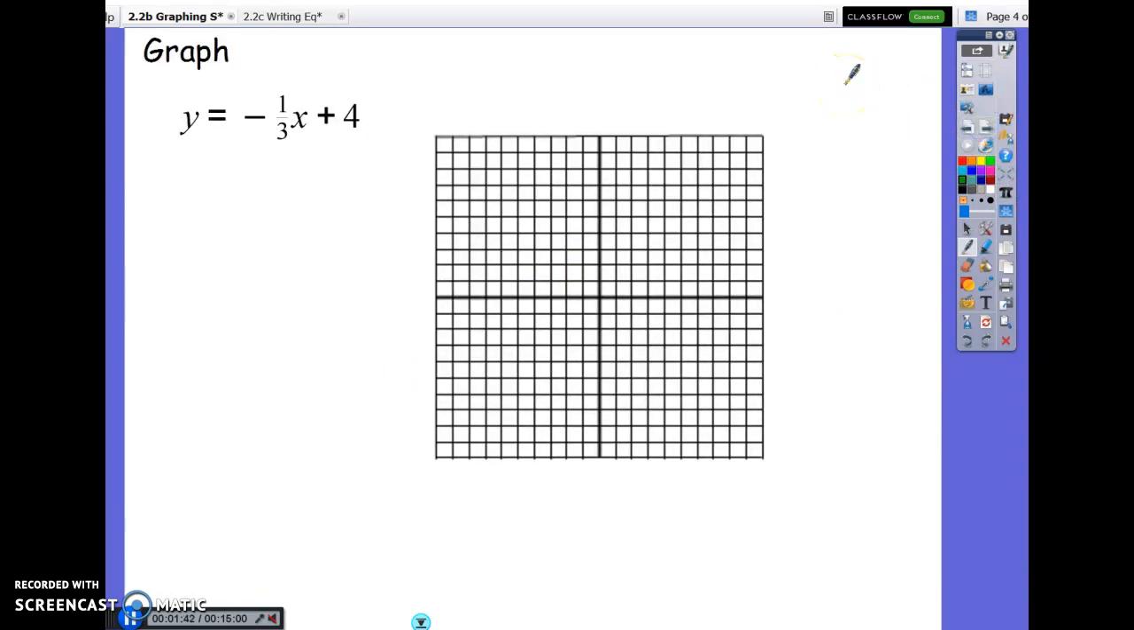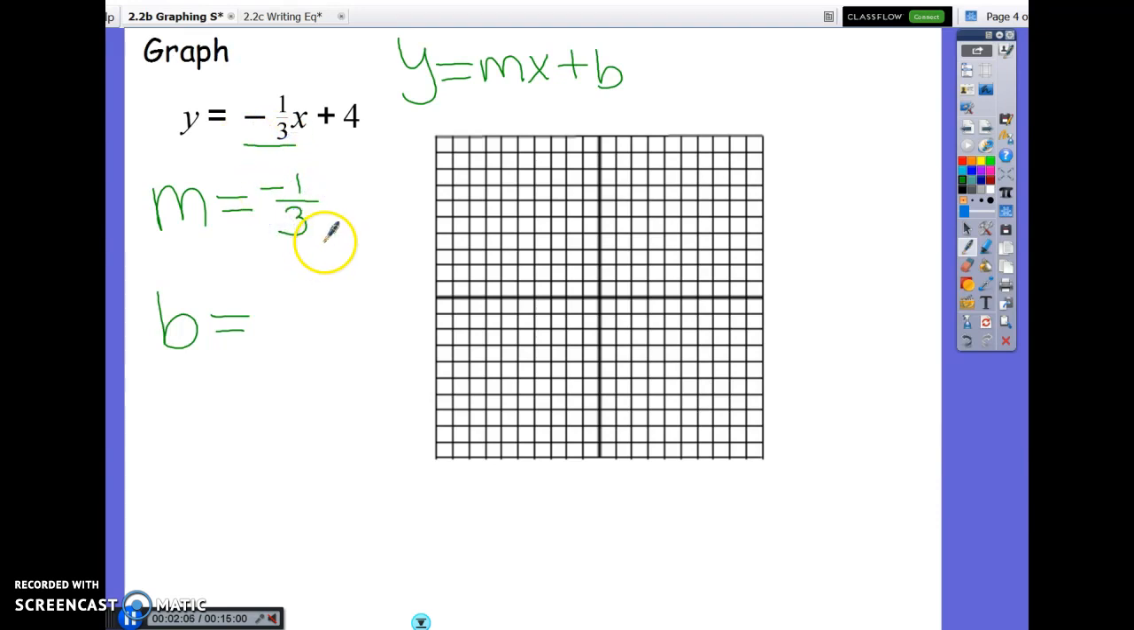We're going to start off by looking at an equation in that slope-intercept form and graphing it. So we're looking at y equals negative 1/3 x plus 4. Well, in order to graph this, we need to figure out what our slope is and what our y-intercept is. We practiced this yesterday. Our slope is whatever is being multiplied by x. So that is our negative 1/3. Our y-intercept, that's our plus b. Well, we are adding 4. So our y-intercept is a positive 4.